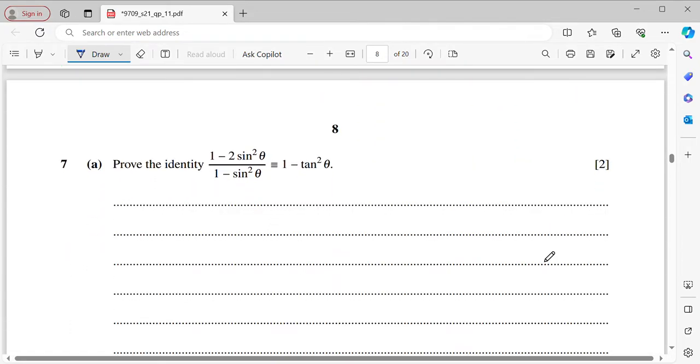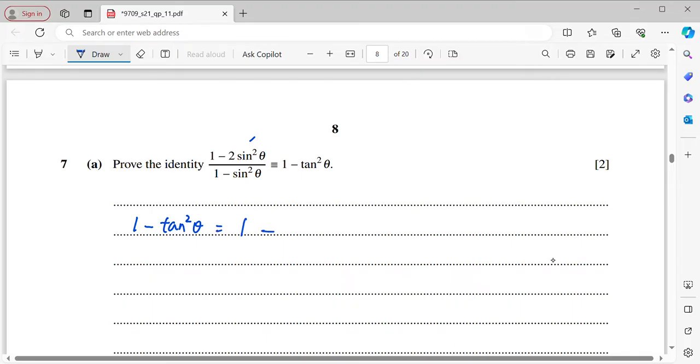Okay, next question 7a. Prove the identity (1 minus 2 sine squared theta) over (1 minus sine squared theta) is 1 minus tangent squared theta. I will start with the left hand side because it looks complicated. Okay, so first of all, I will start from the right hand side because the tangent, you can change the tangent to sine over cos. So I will start from right hand side.